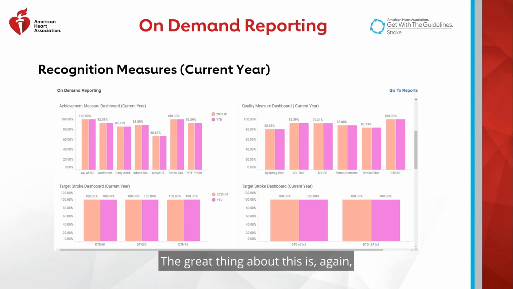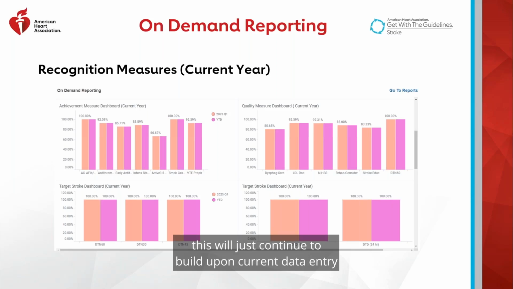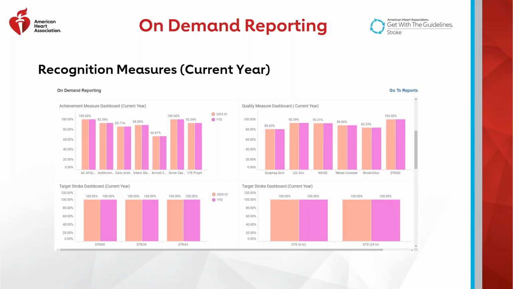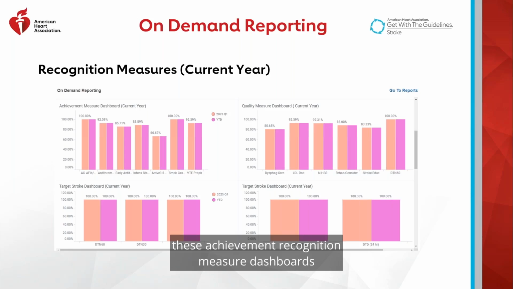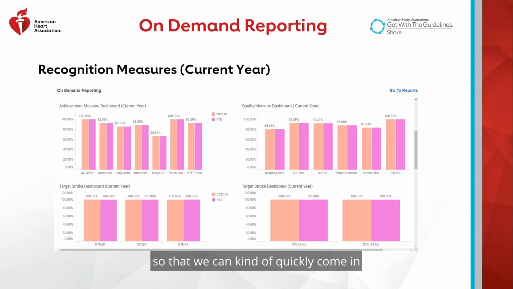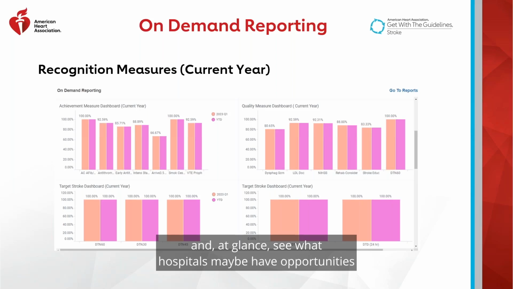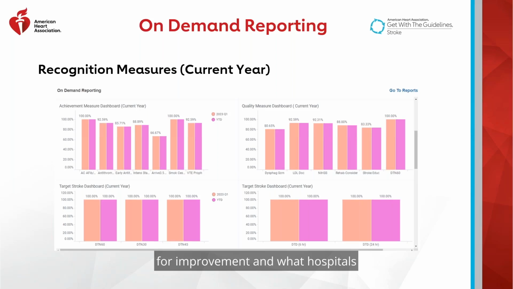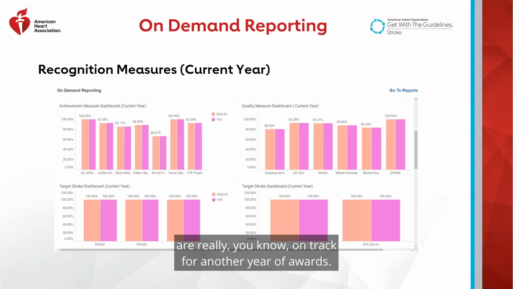The great thing about this is, again, this will just continue to build upon current data entry for the year. So obviously these achievement measures, recognition measure dashboard will help you stay on track for 2024 awards. I bet you guys will utilize this so much. I know we as AHA staff will be utilizing this so that we can quickly come in and at a glance see what hospitals maybe have opportunities for improvement and what hospitals are really on track for another year of awards.